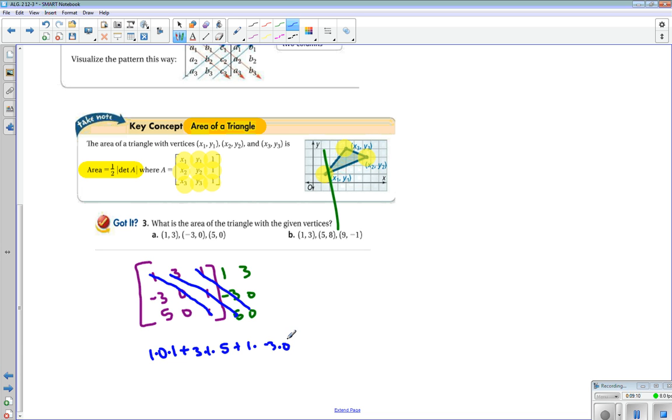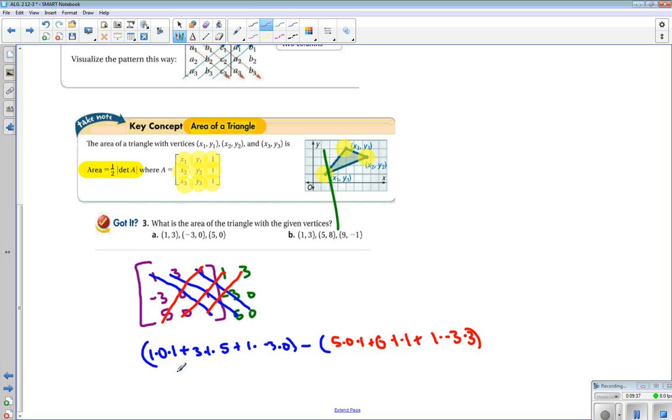And then we're going to reverse the direction. And we're going to go up, starting from this corner. 5 times 0 times 1. 0 times 1 times 1. And then 1 times -3 times 3.